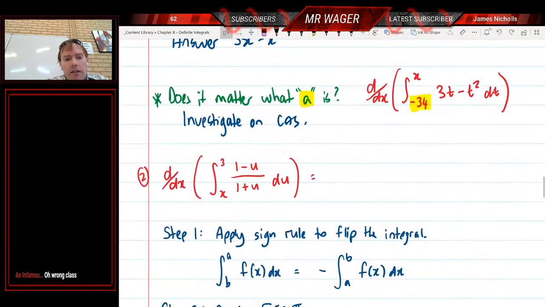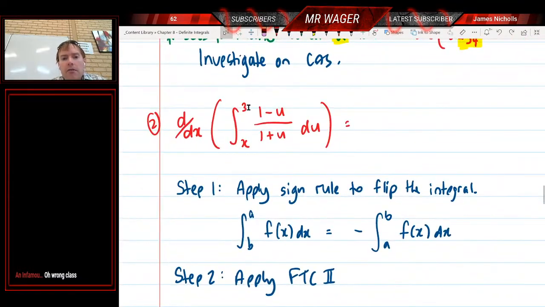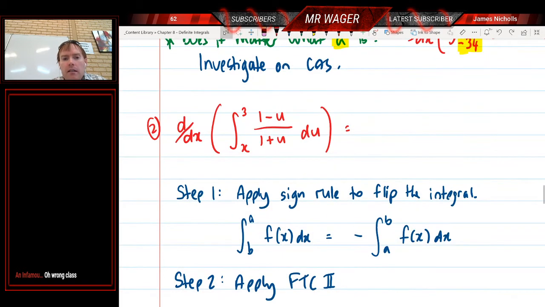Okay, so the next example we're going to do is we're going to look at what happens if we mix things up a little bit. So we're going to be looking at the rate at which the area function is changing, but this time we've got the integral going between x and 3. And we're using u's this time instead of t's as well, just to make it a little bit different.